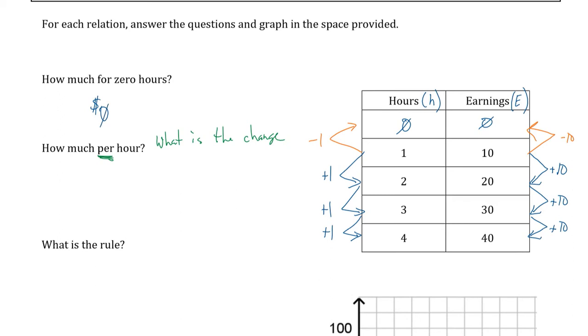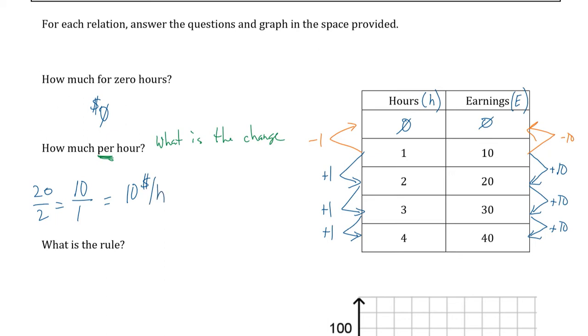How much per hour? $10 in 1 hour. Yes, that's this. Or $20 in 2 hours, which is this. But most importantly, it's this divided by that. That's what I'm actually looking at. It's what is the change for each of these changes, which is $10 per hour.